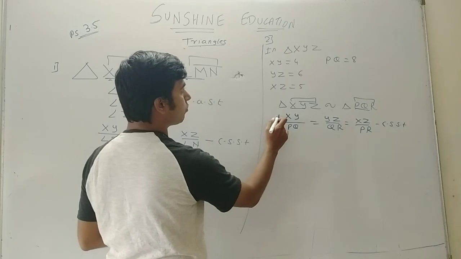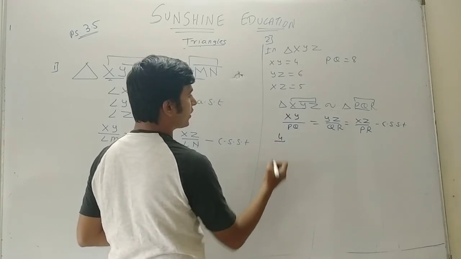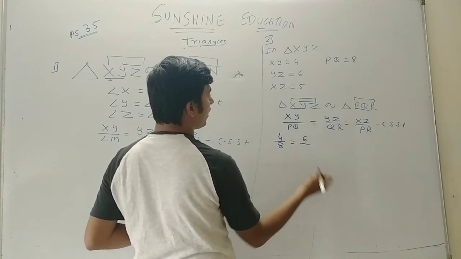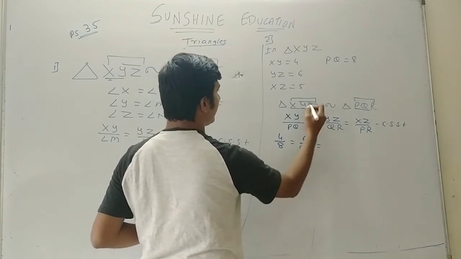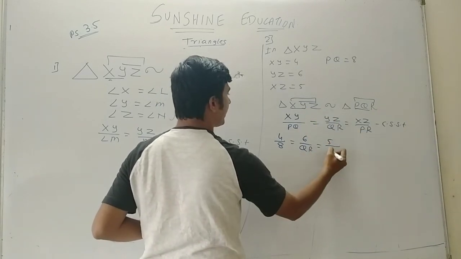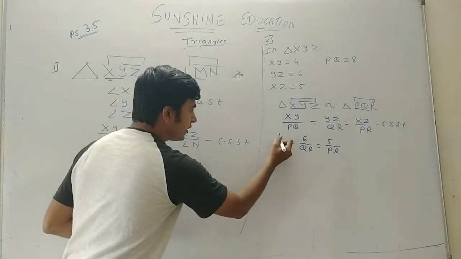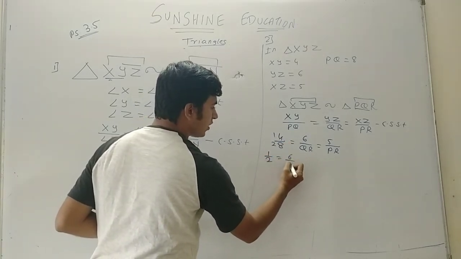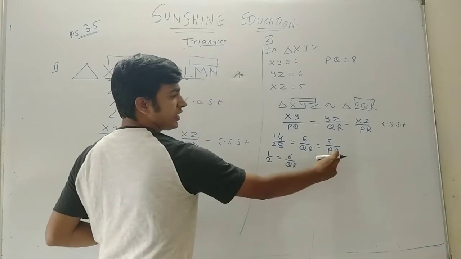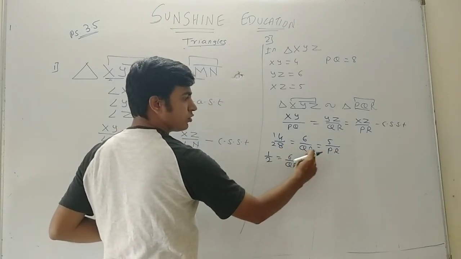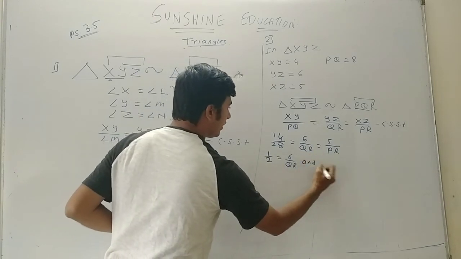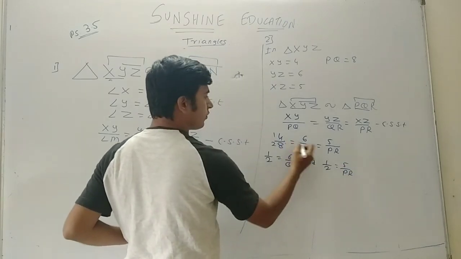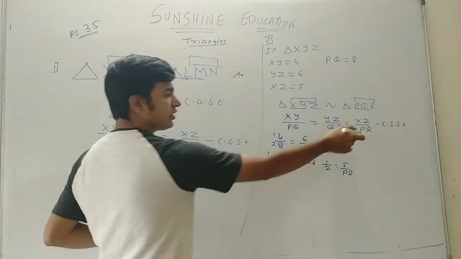What is XY? It is 4. PQ, it is 8. YZ, 6. QR, I don't know. XZ, 5. And PR, again I don't know. So this can be reduced: 4 ones are 4, 4 twos are 8, so it is 1 upon 2, equal to 6 upon QR, and 1 upon 2 is also equal to 5 upon PR. All three are equal to each other.